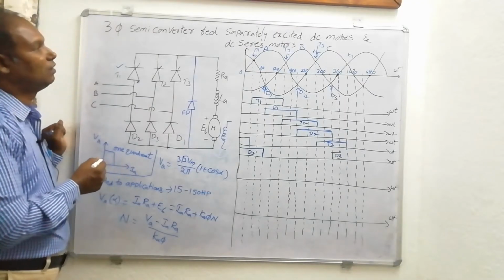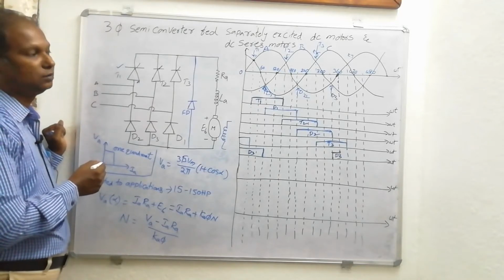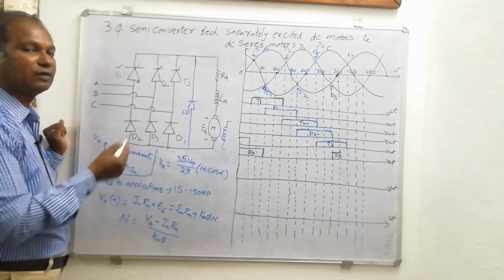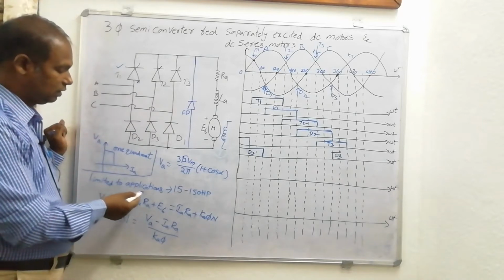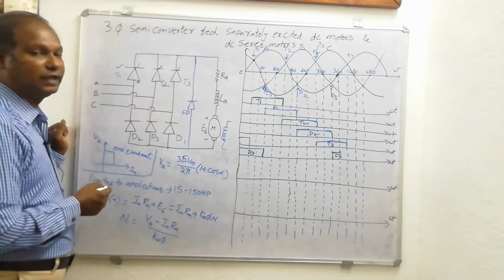The three-phase semi-converter is one quadrant. How it is one quadrant, we will discuss from the waveforms. It is generally limited to applications of 15 to 150 HP.